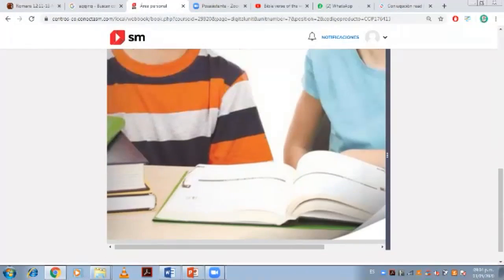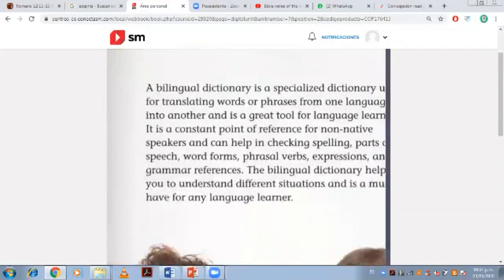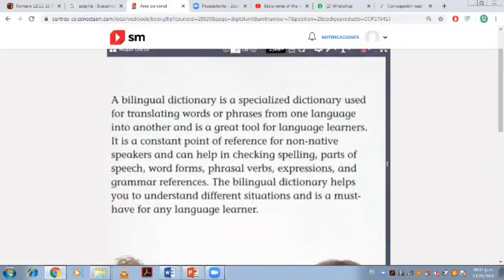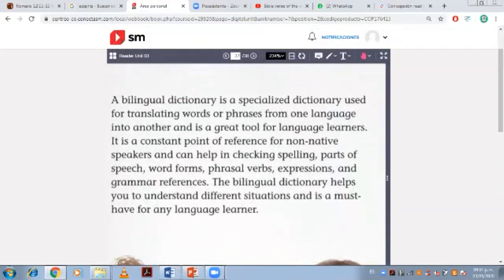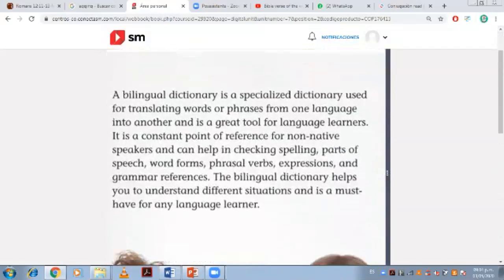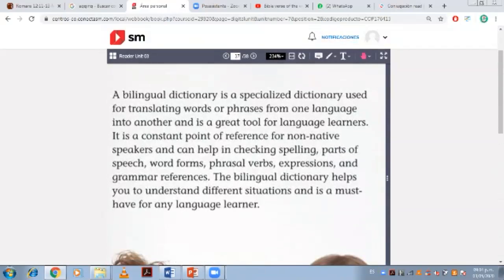Ok, the page 37, in different contexts, British and American. A bilingual dictionary is a specialist dictionary used for translating words or phrases from one language into another, and it's a great tool for language learners. It is a constant point of reference for non-native speakers and can help in checking spelling, parts of speech, word forms, phrasal verbs, expressions, and grammar reference. The bilingual dictionary helps you to understand different situations and is a must-have for any language learner.